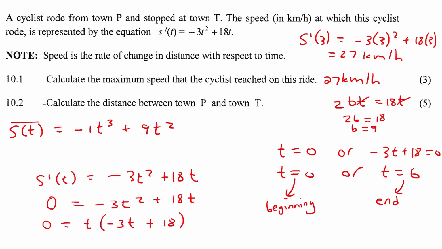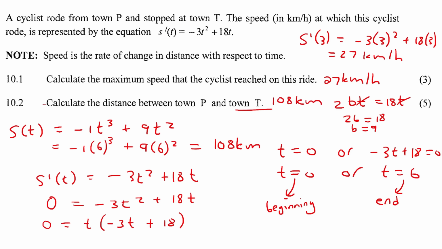So to work out the distance, we can now come to our distance formula, and we just say that the time they rode was 6 hours. And if we work that out, they rode 108 kilometers. Okay, so quite an interesting question, but there we go.